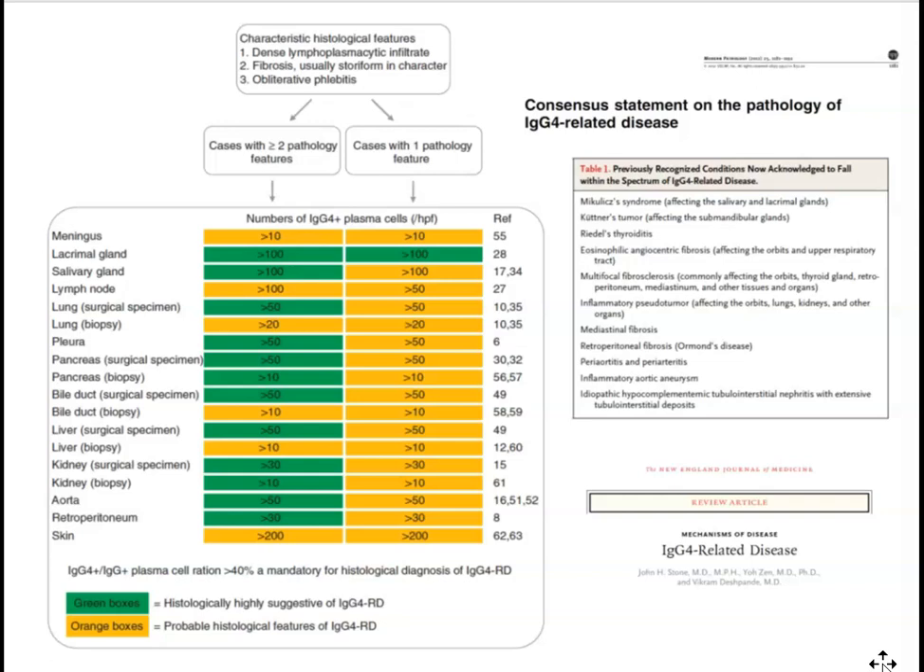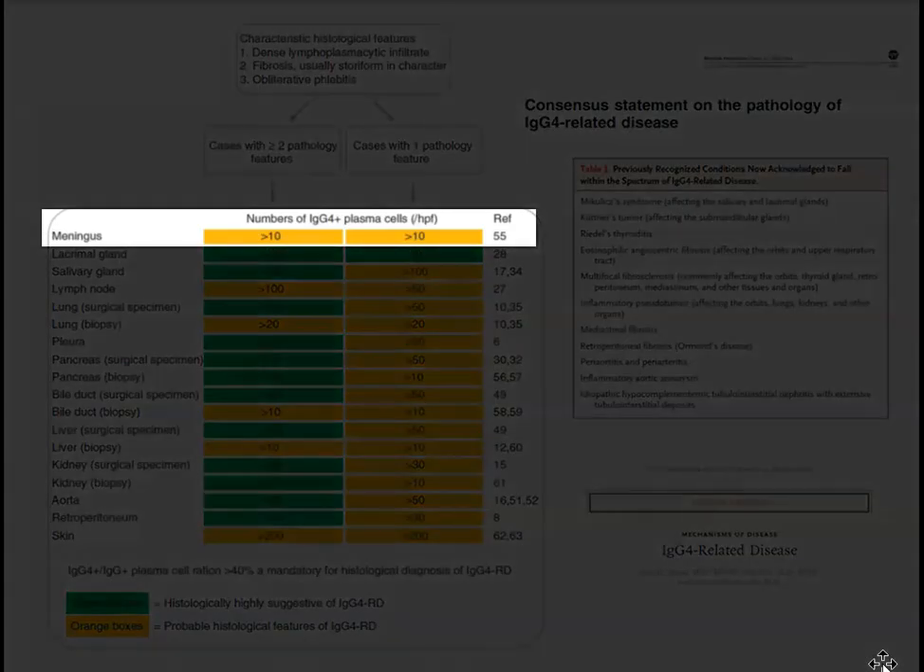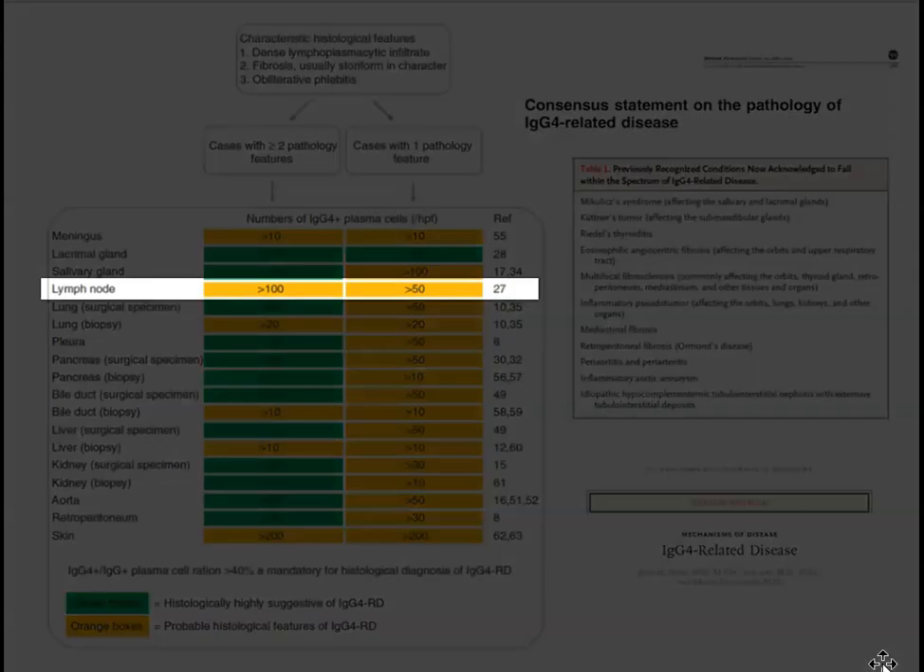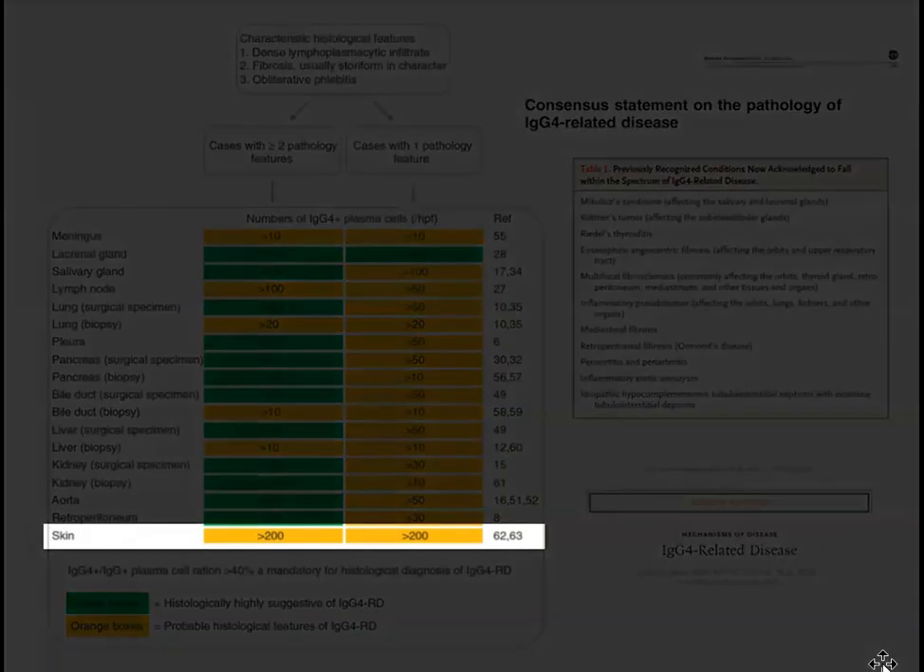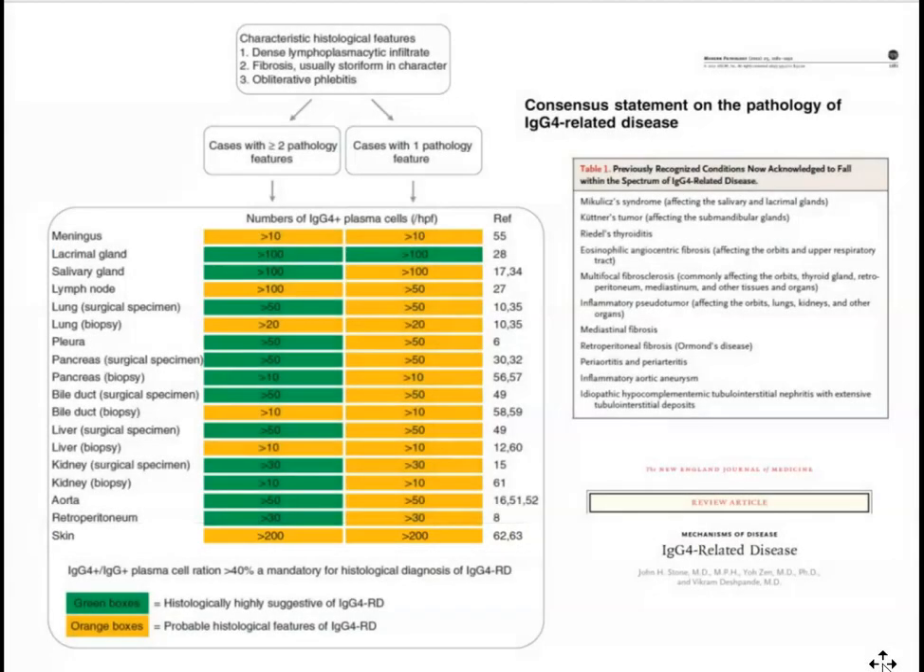But how many IgG4 positive plasma cells is enough to make the diagnosis? The cutoff criteria may vary according to the organs involved, from more than 10 IgG4 positive cells per high power field in the meninges to as high as 100 in the lymph node and even 200 per high power field in the skin. Lower numbers of IgG4 positive cells do not exclude the diagnosis, but the diagnostic certainty will drop.